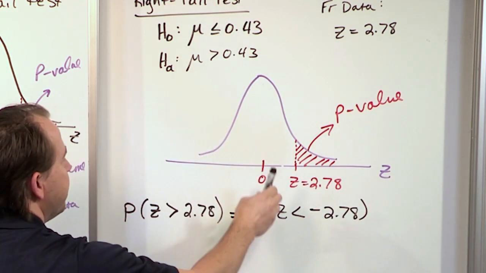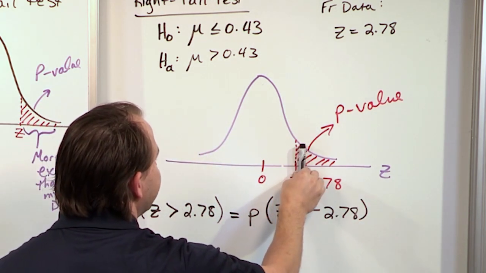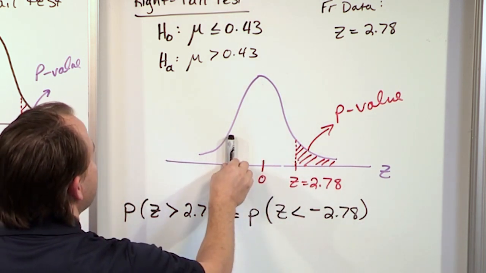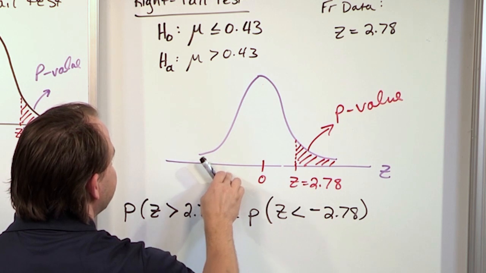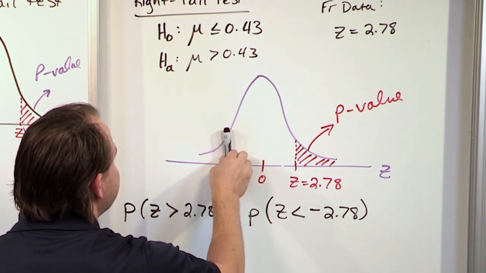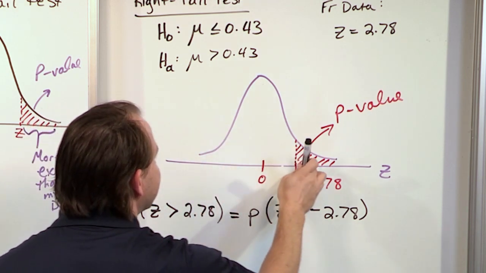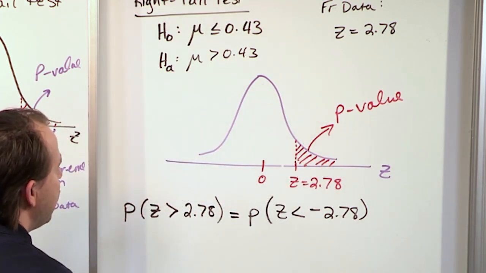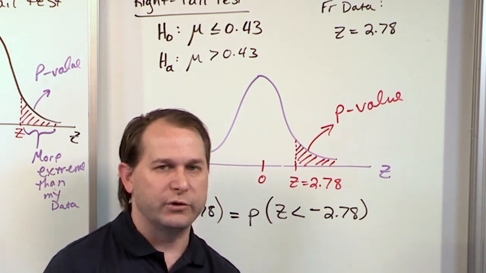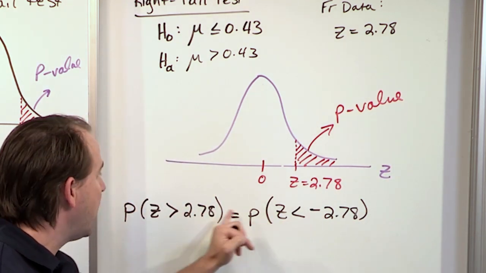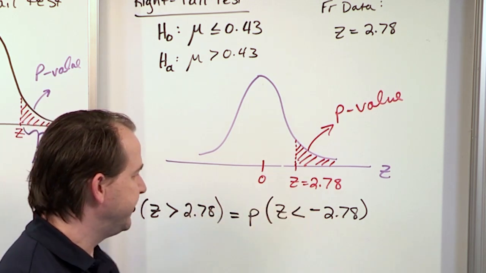Because remember, everything's symmetrical. This is 2.78 here. I'm interested in this area. The area is the only thing I care about. If I look on this side, right around here, z is negative 2.78. And the area to the left of that negative value of z is going to be exactly the same as the area that I care about here. So when I'm trying to find areas to the right with a normal distribution, I flip the inequality around, and I change the sign of z there.